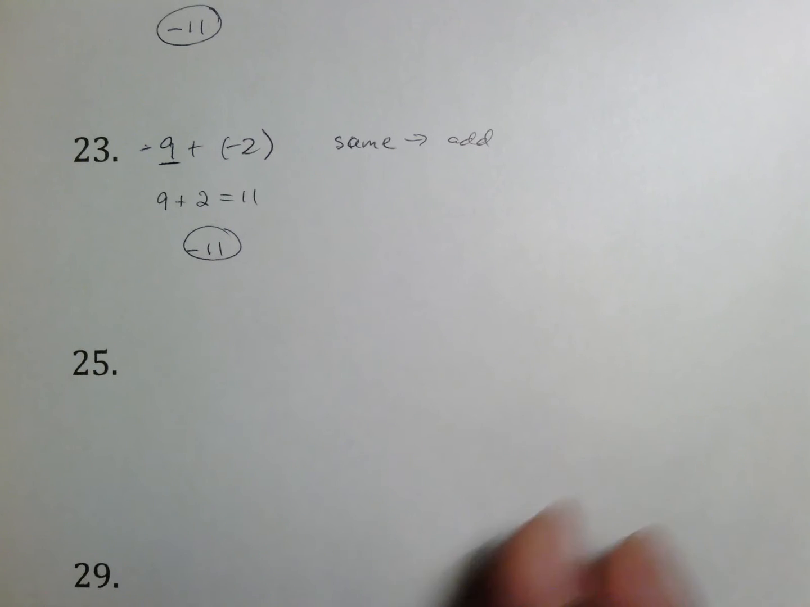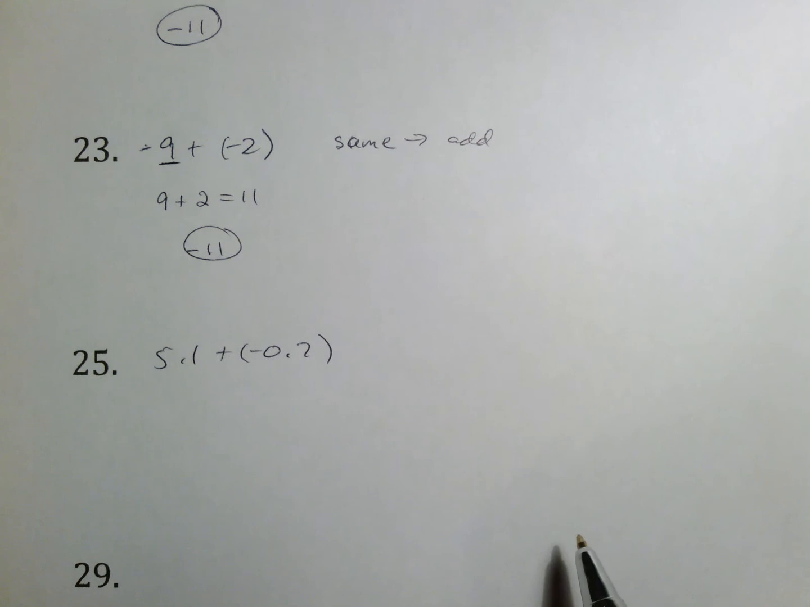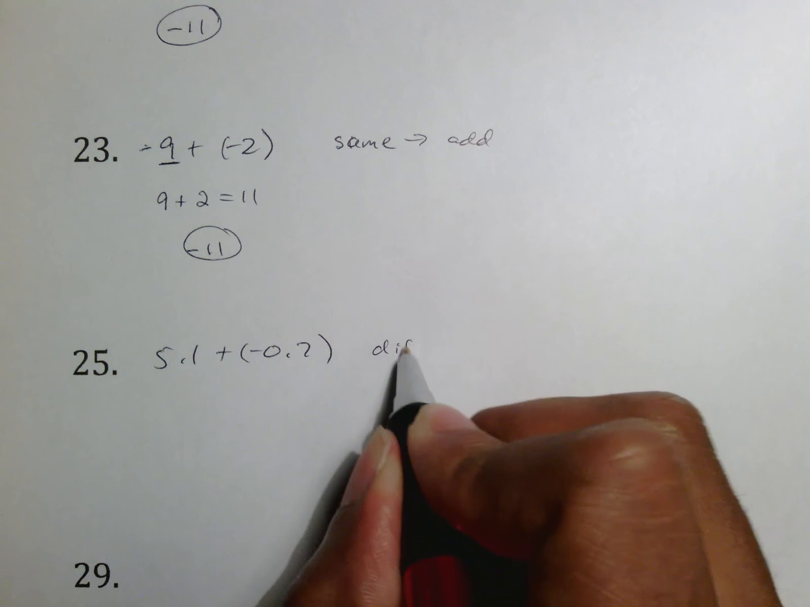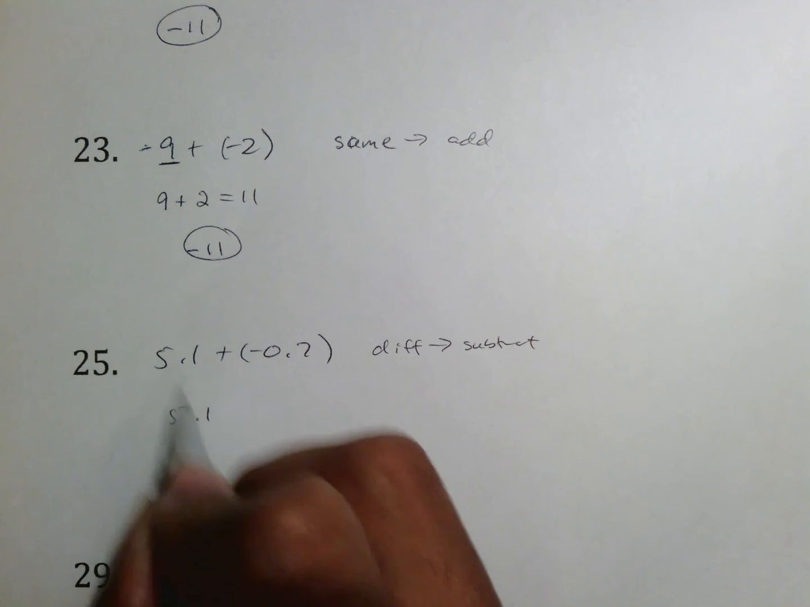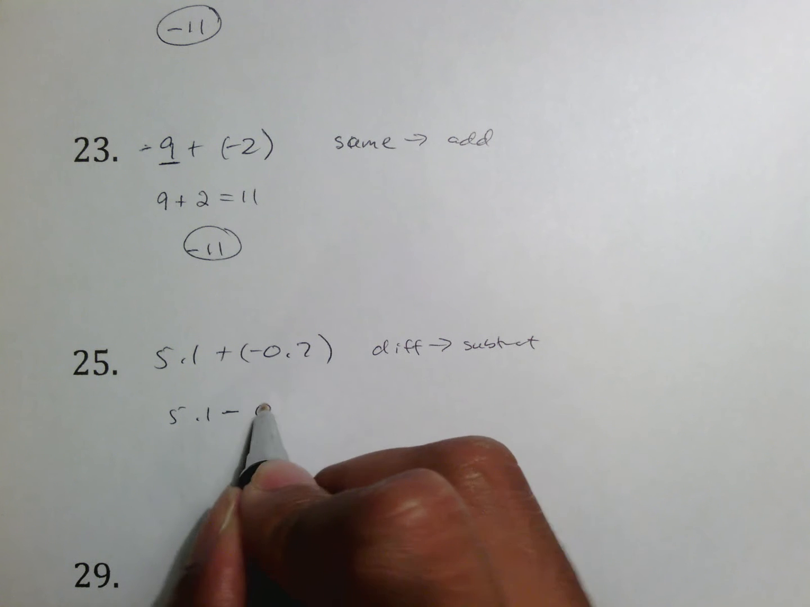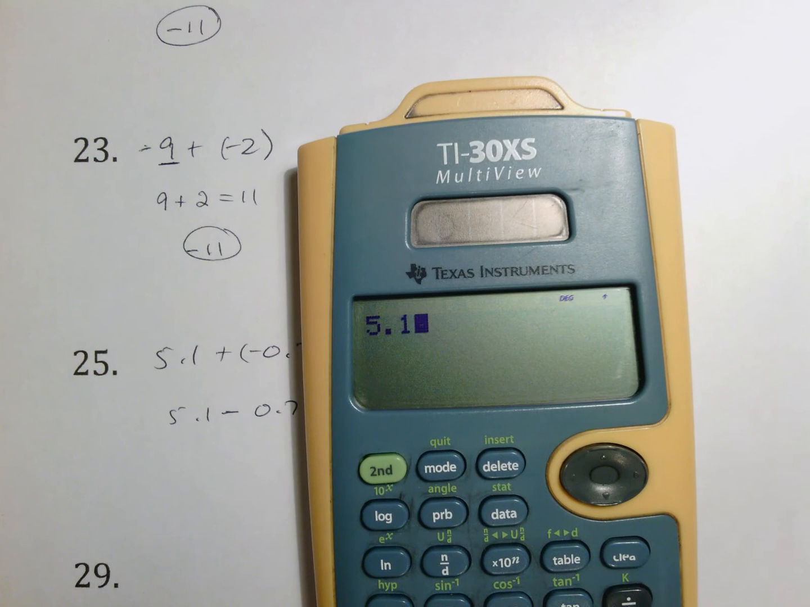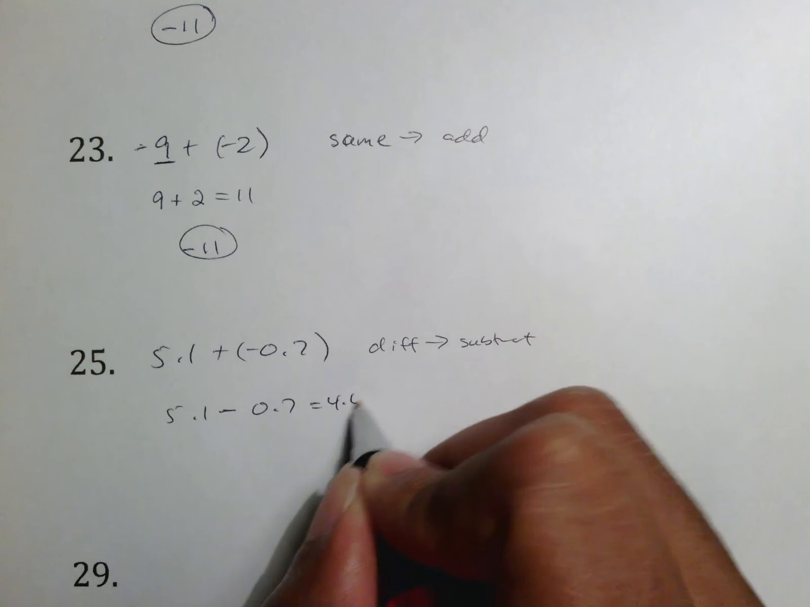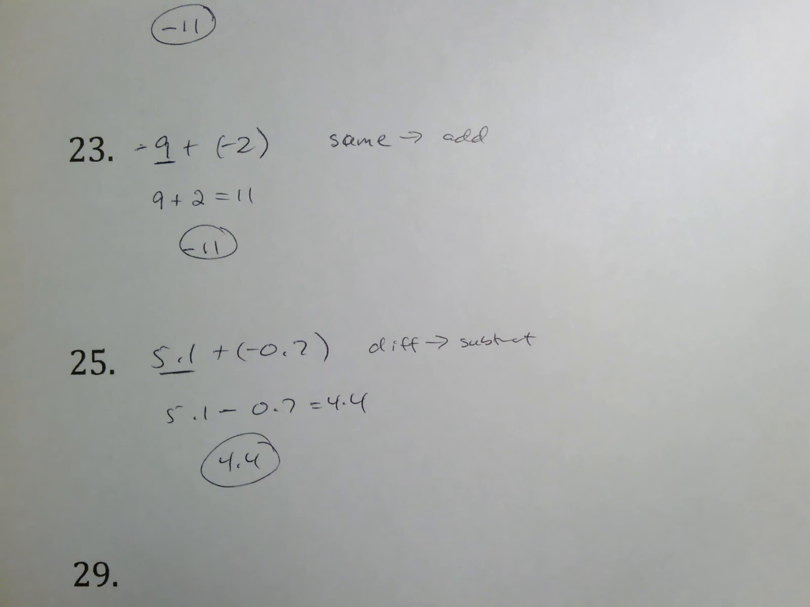Number 25 says 5.1 plus -0.7. Here again, that's a positive, that's a negative. My signs are different, so we are going to subtract. So we do 5.1, which is 5.1 steps away from 0, minus 0.7, because that's 0.7 steps away from 0. Pretty much just take the signs off the numbers. 5.1 minus 0.7, if you don't know, you can throw in the calculator and get 4.4. And again, the bigger number in this problem is positive, so we end up with a positive 4.4.